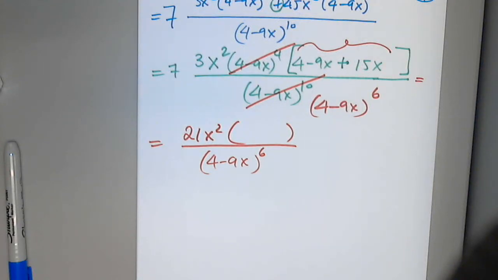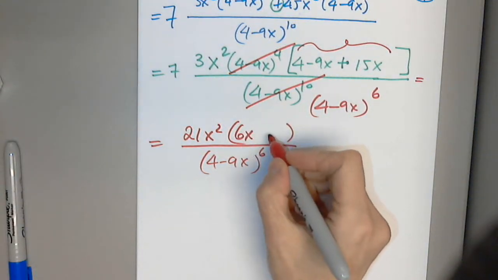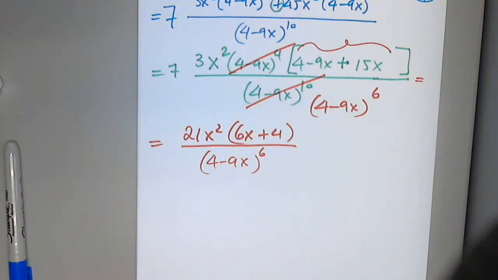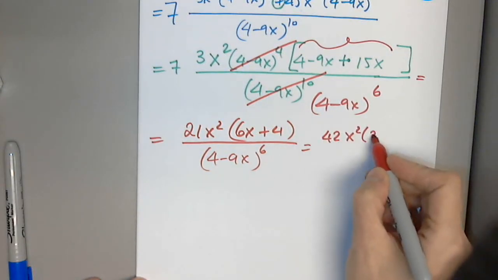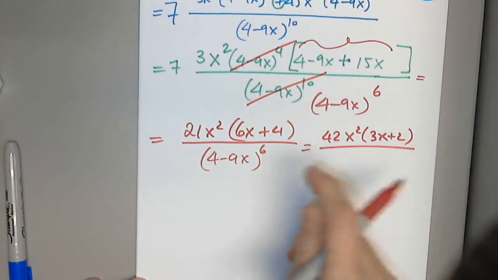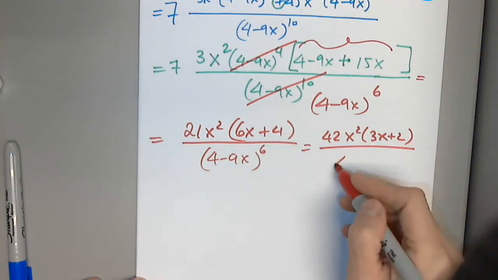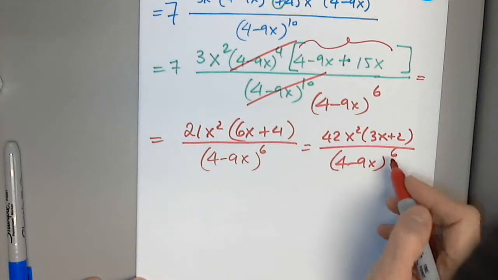So 15x minus 9x is 6x, and plus 4. To further simplify, you can still remove a 2 and multiply by 21 if you want to do that. I would like to do that. 42x squared, 3x plus 2. I factor out a 2 from 6 and 4, and 4 minus 9x to the 6th.